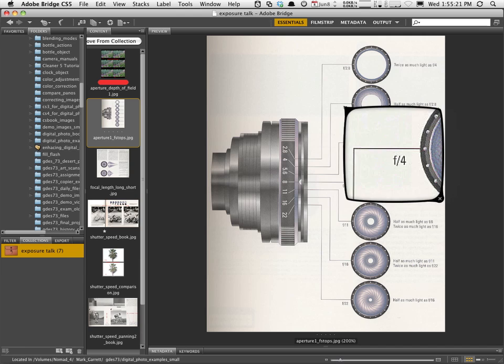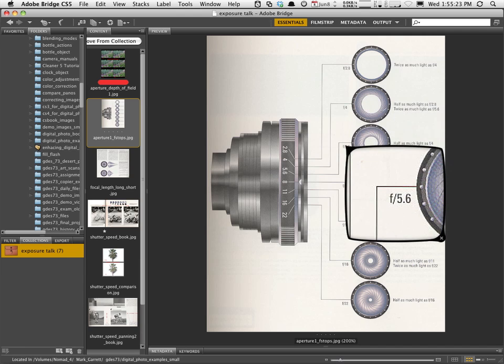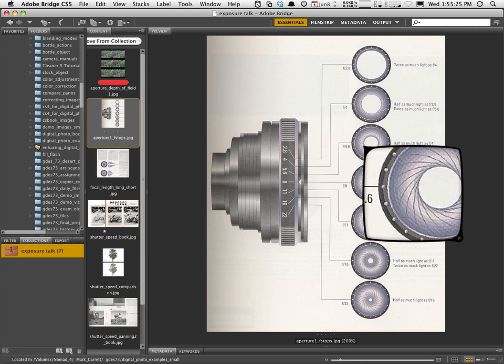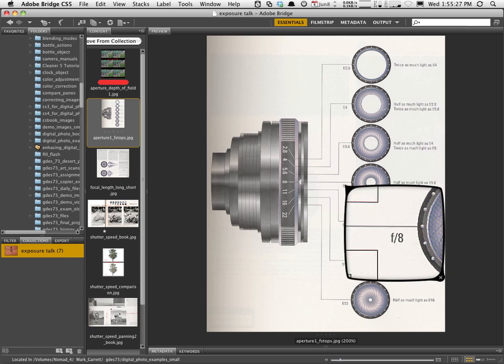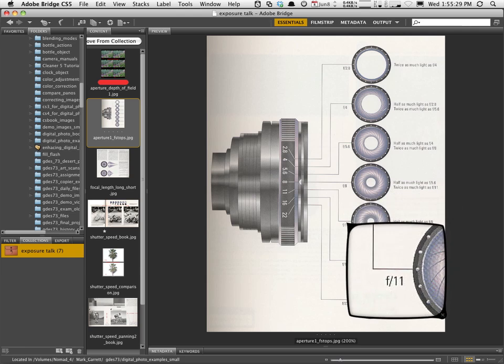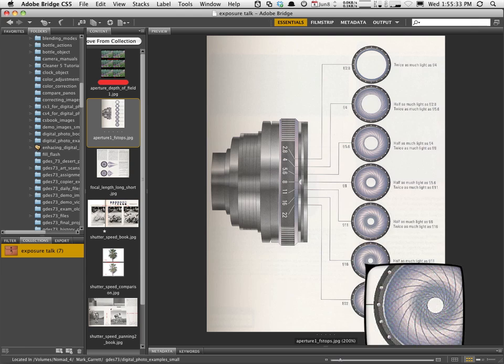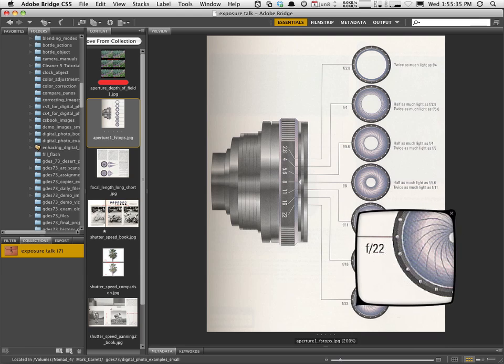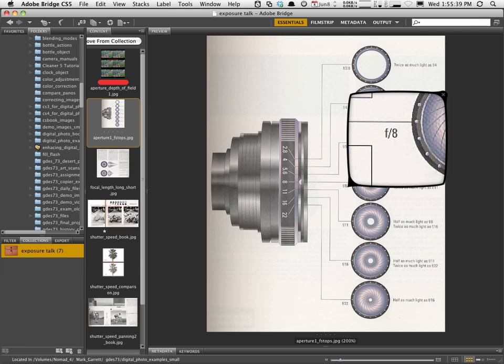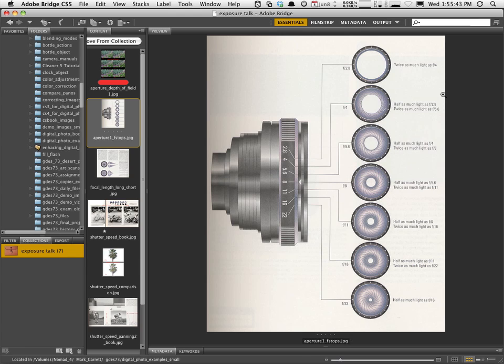This one is f4, which is smaller, f5.6, which is even smaller, f8, which is even smaller, f11, smaller, f16, smaller, and f22, which is the smallest one on this lens. So each of these basically whole f-stops let through half as much light or twice as much light as the one next to them.